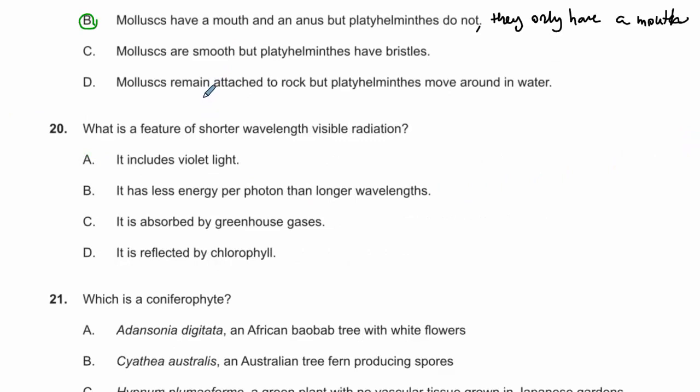What is a feature of shorter wavelength visible radiation? And A is indeed correct. It says it includes violet light. And violet is actually the shortest wavelength we can see. And B is wrong. It says it has less energy per photon than longer wavelength. Actually, energy is inversely proportional to wavelength. This is because it's actually frequency that is proportional to energy. And frequency and wavelength are inversely proportional because their product is always the speed of light. And the speed of light is always the same.